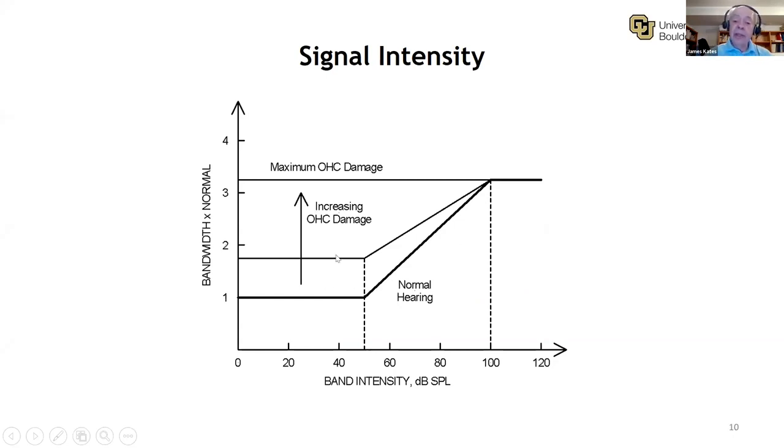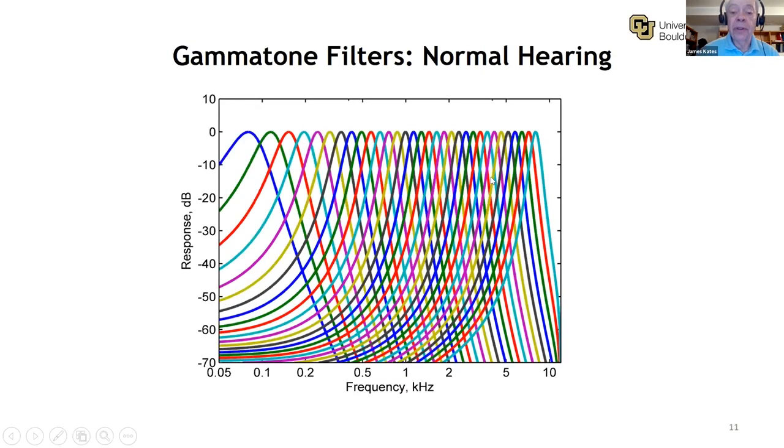If we started with a damaged ear, we would start with somewhat broadened filters, depending on the amount of hearing loss we have. And then at about 50 dB SPL in the model that we're using, the bandwidth would start to increase till when you get to 90 to 100 dB SPL inputs, you are again at the broadest possible bandwidth.